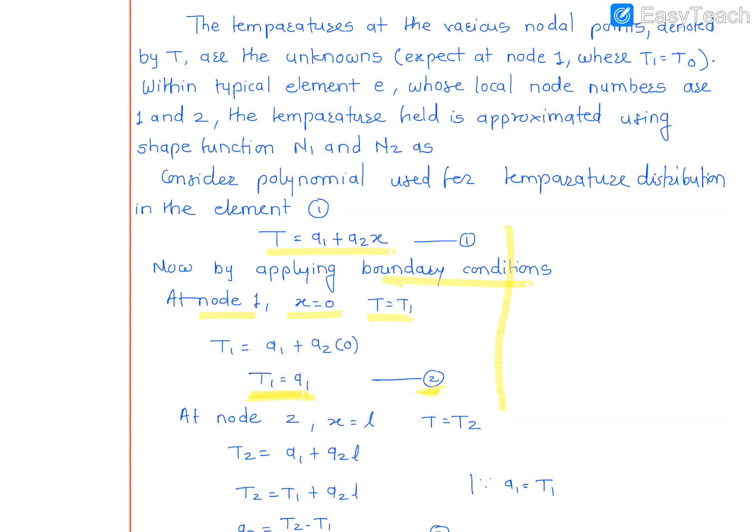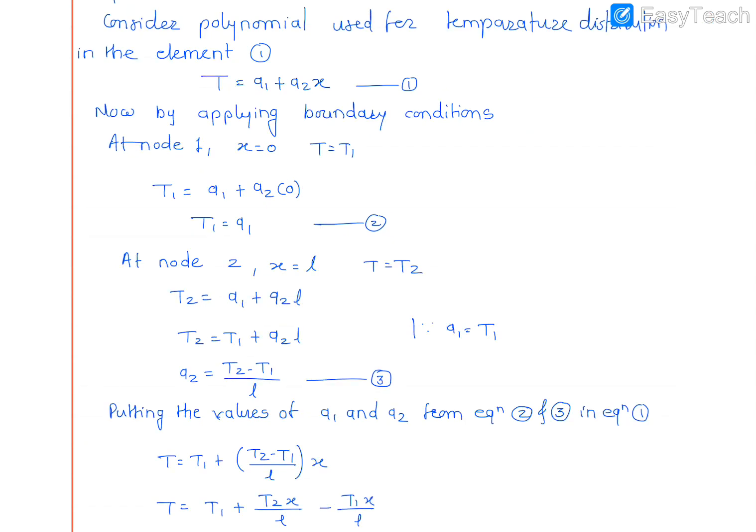Now the second boundary condition at node 2, x is equal to L, T is equal to T2. So we will have T2 is equal to a1 plus a2L. Since a1 is equal to T1, we replace a1 by T1, and therefore T2 is equal to T1 plus a2L. So a2 is equal to (T2 minus T1) upon L. So we now have the values of a1 as T1 and a2 as (T2 minus T1) upon L.